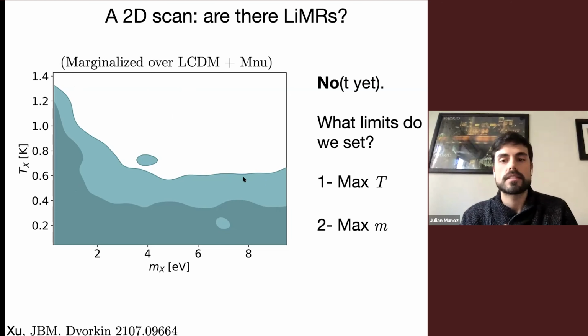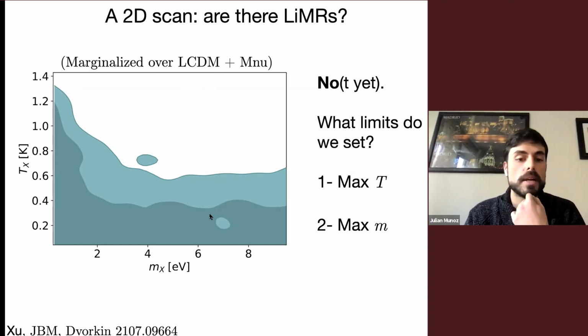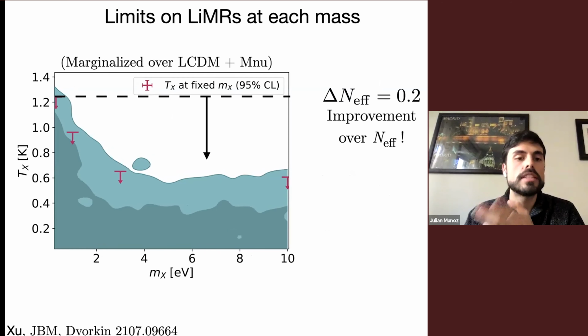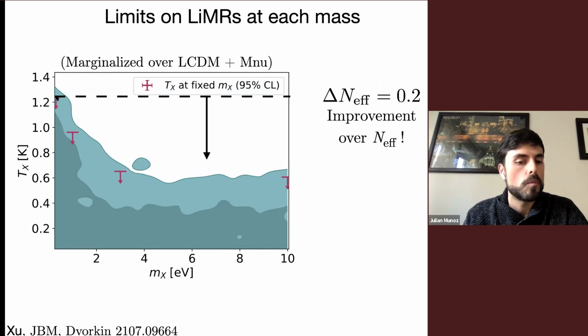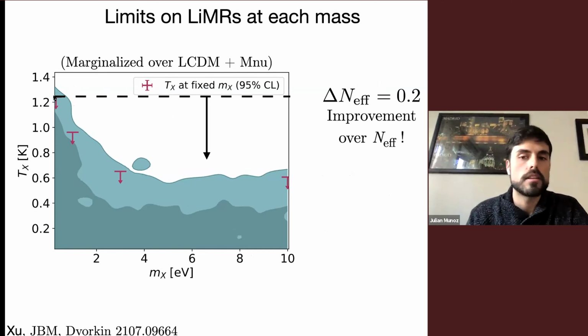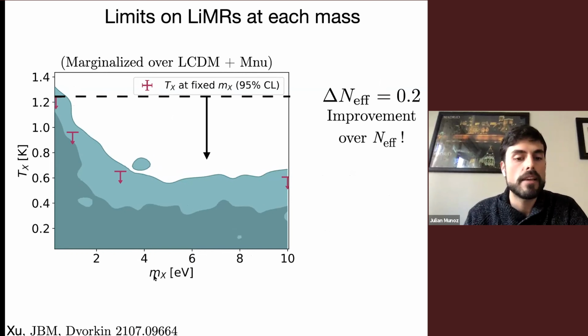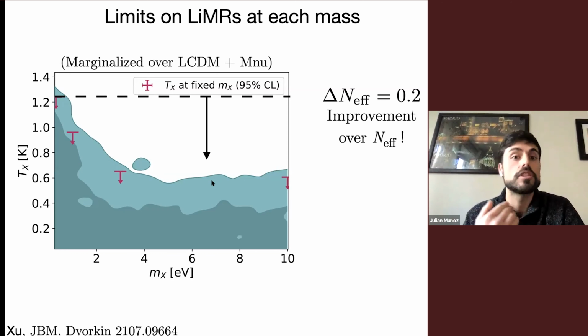And then looking at this plot, you can ask, what is the maximum temperature that is allowed at each mass, and what is the maximum mass at each temperature? So looking at the maximum temperature, the interesting point is at very low masses, you recover the N-effective bound. So N-effective of 0.2 from the CMB corresponds to a temperature of 1.3 Kelvin, more or less. So when the mass is 0, the CMB is setting the N-effective constraint. But as you make the relic heavier and heavier, you start deviating from it, and you start getting deeper and deeper, more stringent constraints. So that means that relics with a mass have an effect on the large-scale structure that we can go and search for, and it allows us to distinguish and look for them better. So it's an improvement over N-effective.